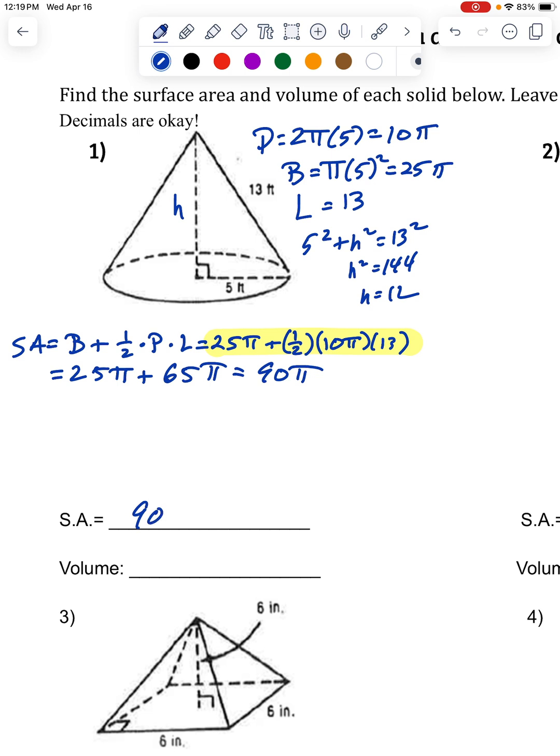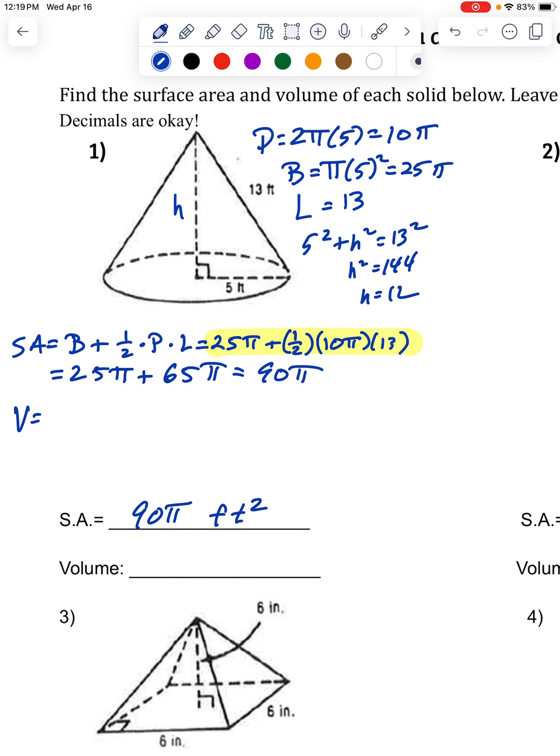You can plug everything into your calculator that I highlighted and just don't include the pi, and then put pi on 90 at the end. That's also an option. Okay, don't forget to include feet squared for that.